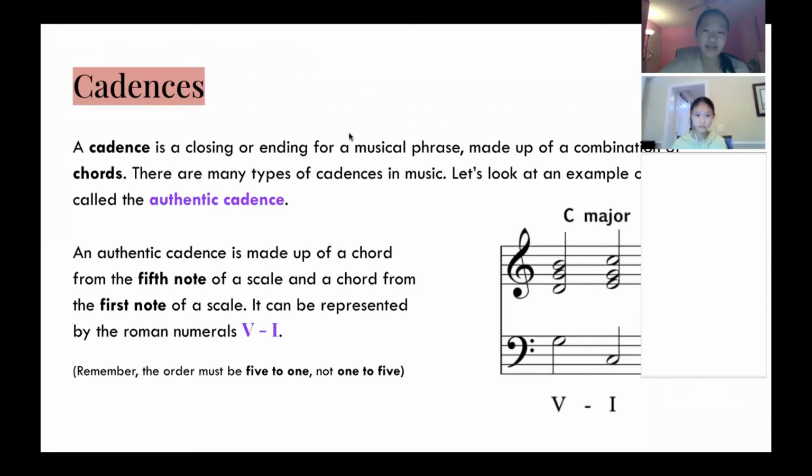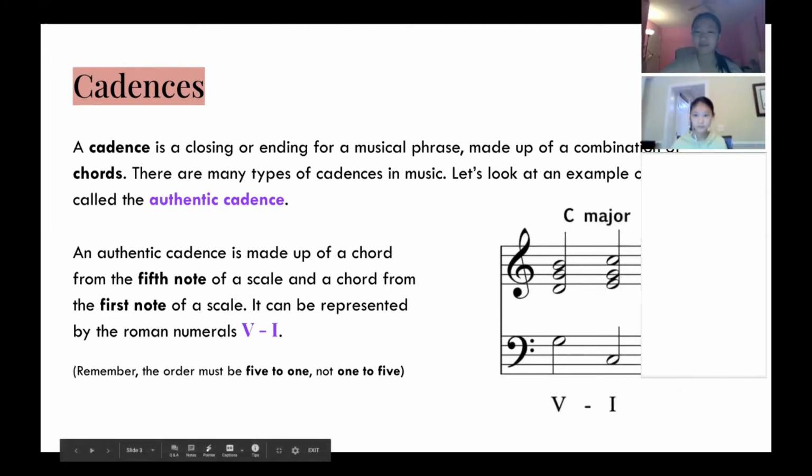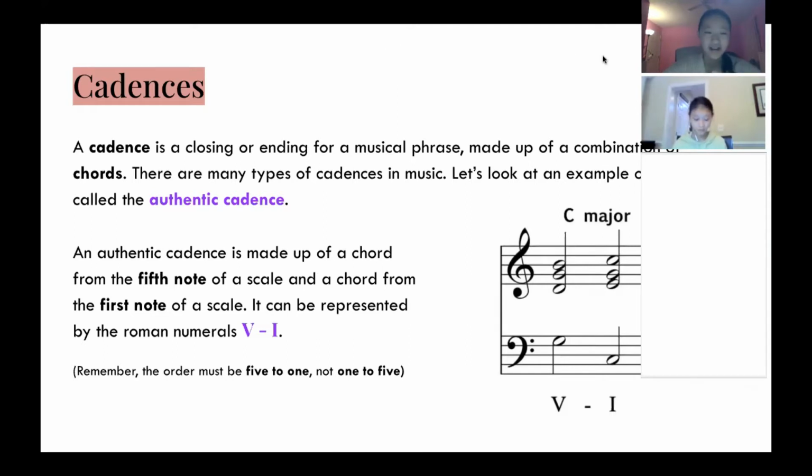Okay, so let's learn cadences first. Okay, first of all, a show of hands. Who has learned about cadences already? Okay, good. Dylan? A little bit? Okay, that's fine. We're going to learn it again today anyways. Sorry, okay.